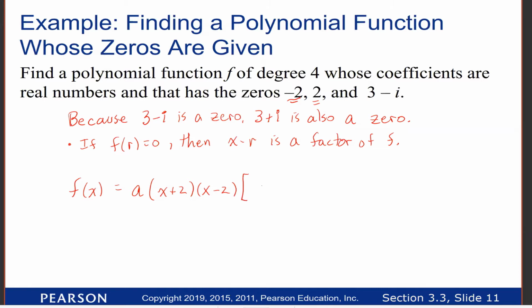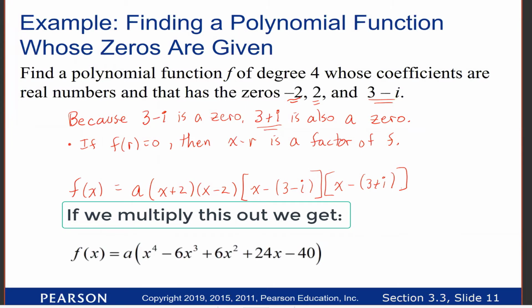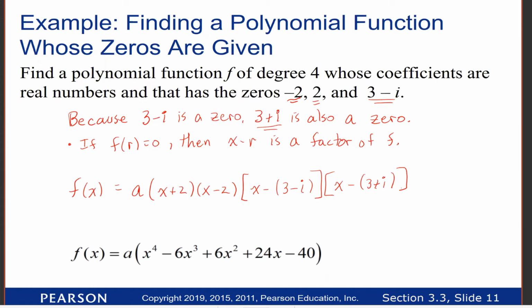This is where it's going to look a little weird, but because 3 minus i is a 0, x minus (3 minus i) is a factor. And lastly, because 3 plus i is a 0, x minus (3 plus i) is a factor. Okay, so that's a little bit like what we looked at back in the first section on polynomials, but now we have complex zeros in here.